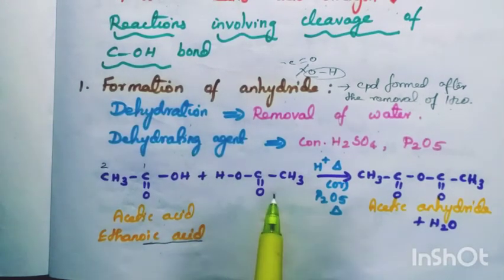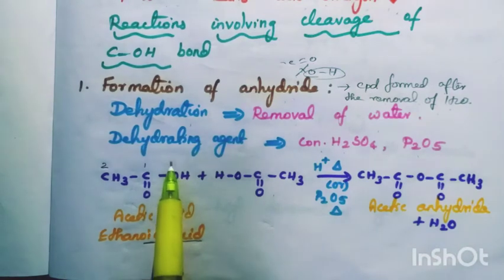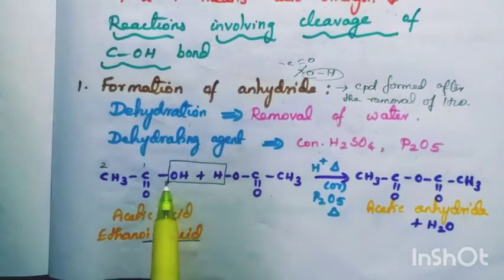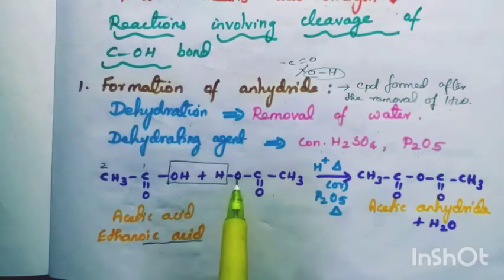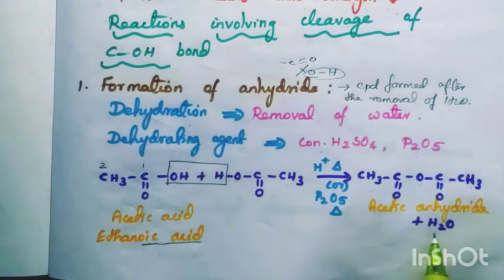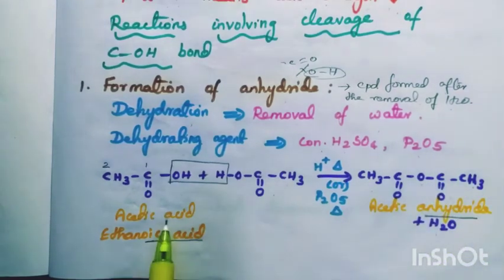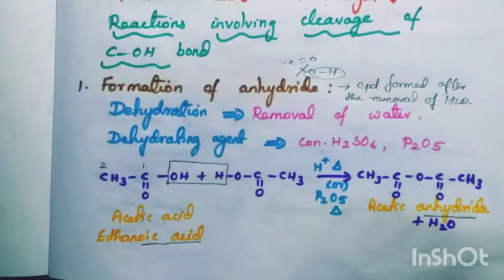Take 2 molecules of acetic acid. What happens? Removal of water. So we get CH3CO-O-CO-CH3, with the removal of water. The compound formed after the removal of water is called anhydride. It is prepared from acetic acid, so it is called acetic anhydride.